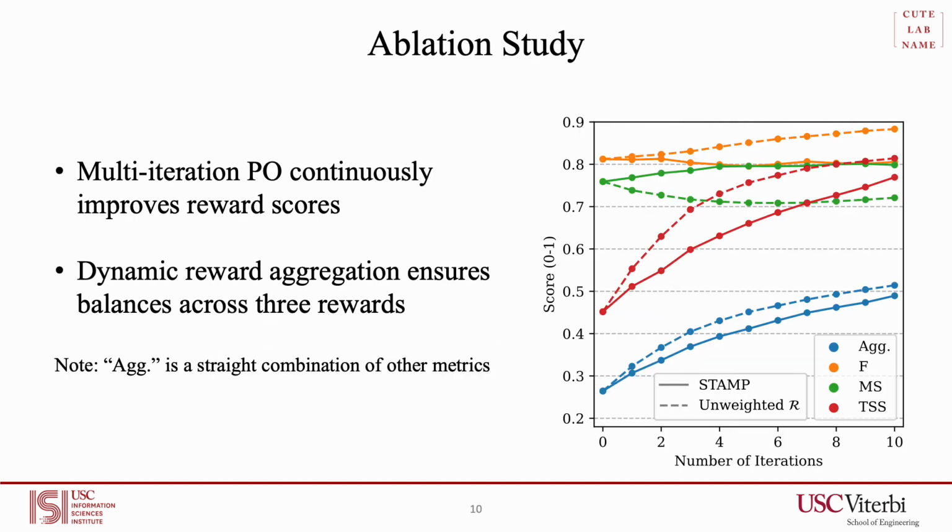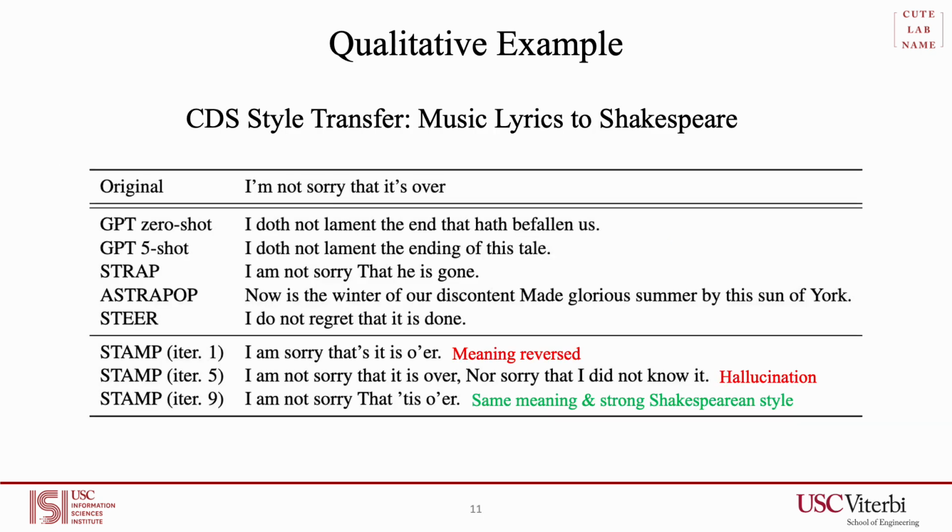And in particular, we did an ablation study to see the effect of iteration and the effect of dynamic aggregation. We can see that dynamic aggregation does lower slightly the aggregated result, but the benefit is that the meaning similarity, that green line, is not harmed. And we can see that iterative approaches really help. In this qualitative example, you can see that some of the baselines are quite bad or possibly not even capturing the same meaning. STAMP at iteration 1 is not particularly good either. The meaning is reversed. But by iteration 9, it doesn't hallucinate, it keeps the right meaning, and it has a strong style.